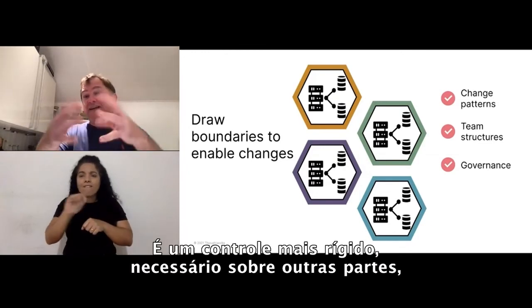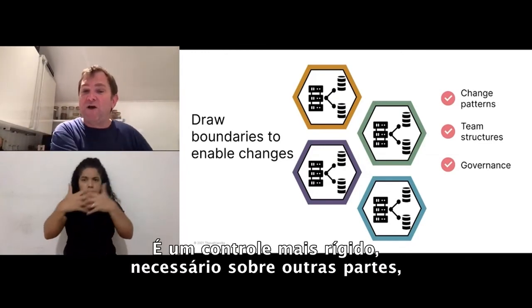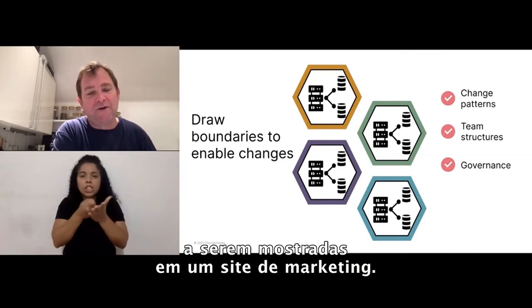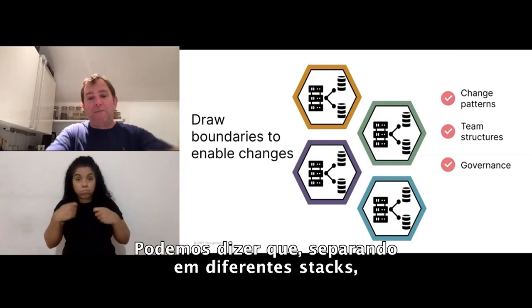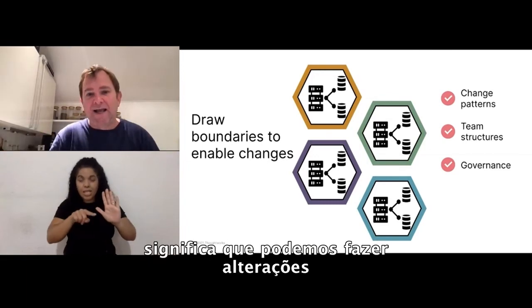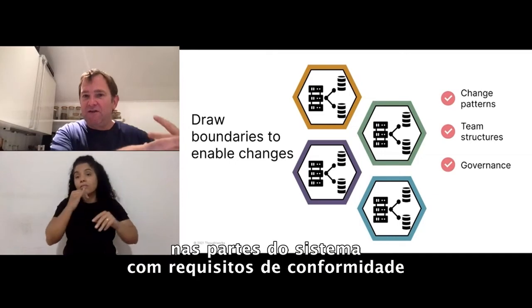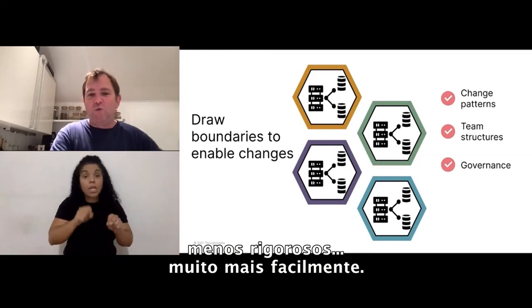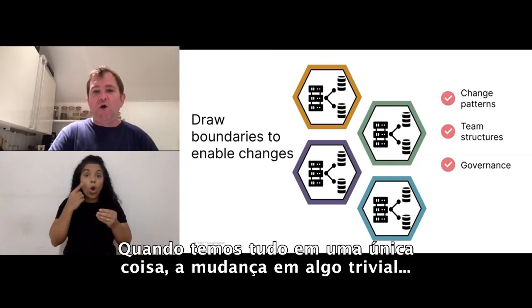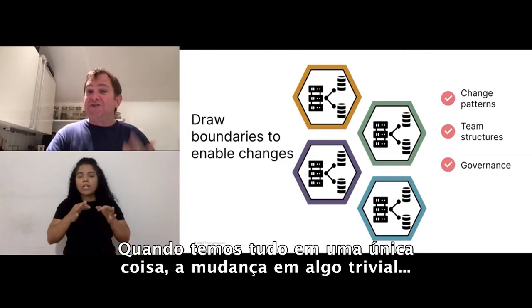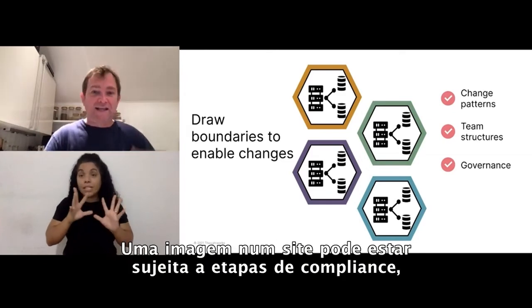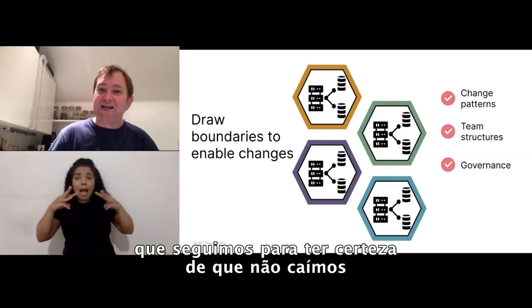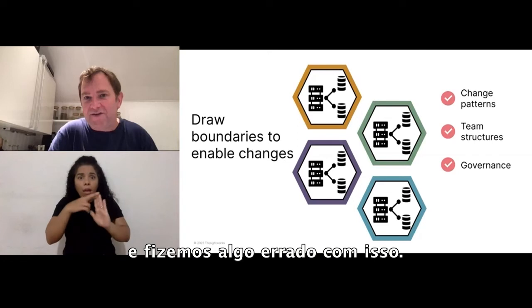But in any case, those are stricter controls we might need over some parts of our system than over other parts, where they're handling things like maybe images to be shown on a marketing website. And so by separating those out into different stacks, we can make changes much more easily to the parts of the system which have less rigorous compliance requirements. Whereas when we have everything in a single thing, a change to something trivial, like an image on the marketing website, might be subject to PCI compliance steps that we take just to make sure that we haven't done something wrong with that.